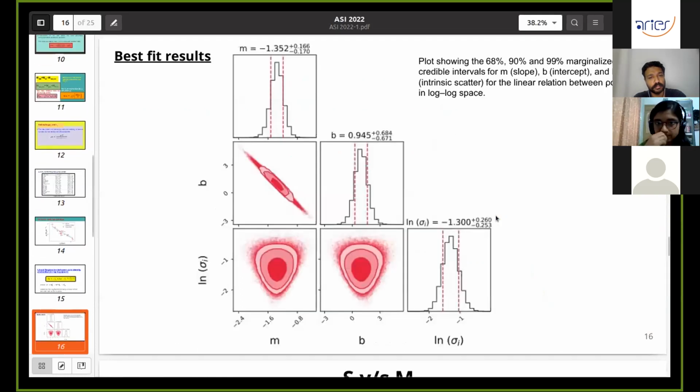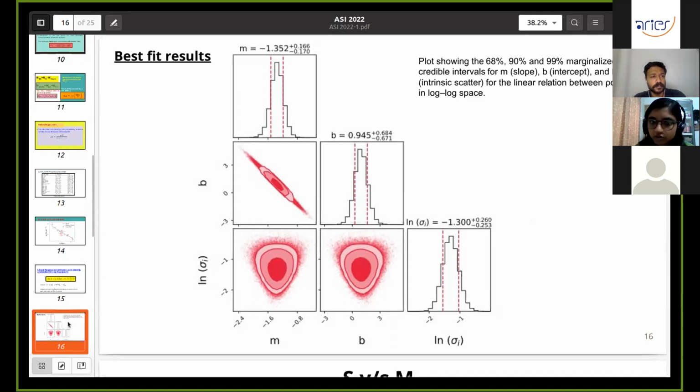So these are the best fit results for the linear regression done between ρc versus Rc in log space. The slope which we are getting is minus 1.352 with an intrinsic scatter of about 27%. So we are getting a negative slope, which is about 2 sigma away from constancy, and it is kind of agreeing with what we were getting in the case of previous results with cluster data.